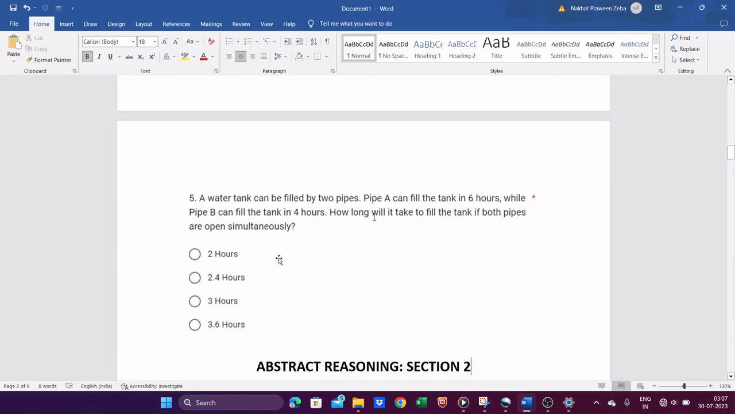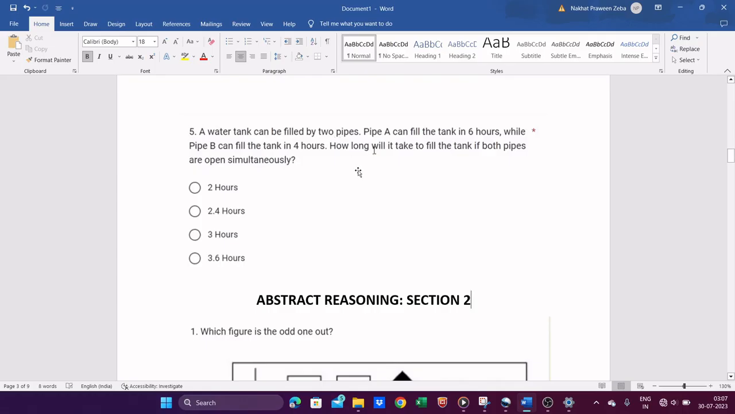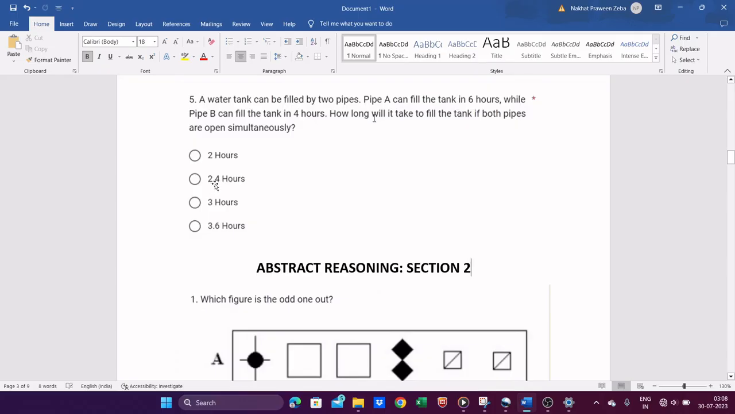Okay, so the last question for this section 1 is, a water tank can be filled by two pipes. This is good question, not easy. Pipe A can fill the tank in 6 hours, while pipe B can fill the tank in 4 hours. How long will it take to fill the tank if both pipes are opened simultaneously? So I was confused between 2.4 hours and 3 hours. You can solve it by yourself, and then you can get the correct answer. I am sure answers will be in these two only, 2.4 hours or 3, but you can solve it and then you will get to know.